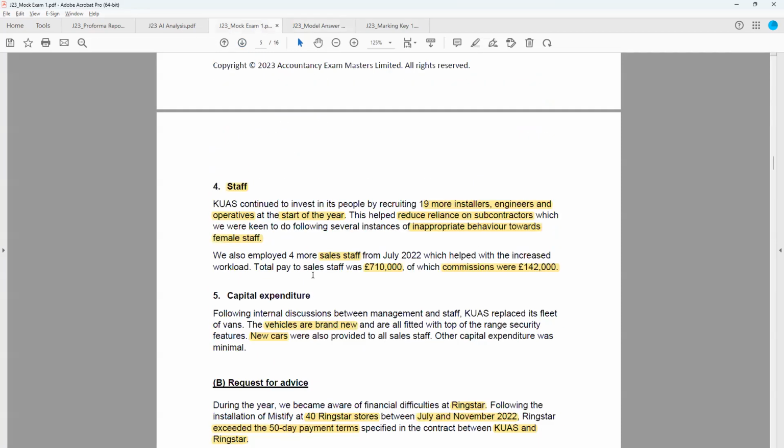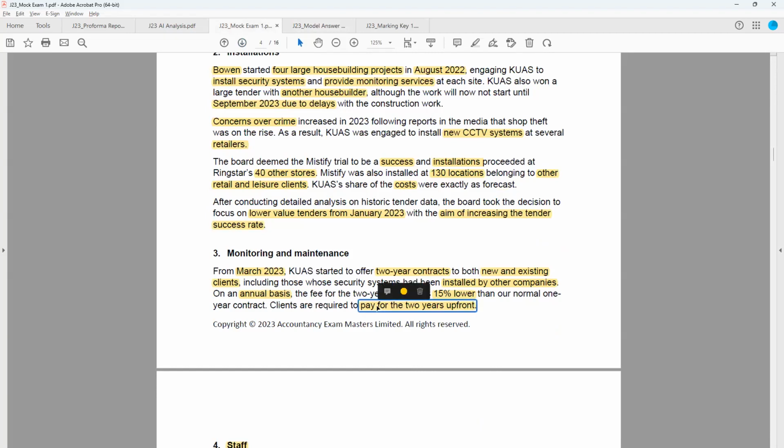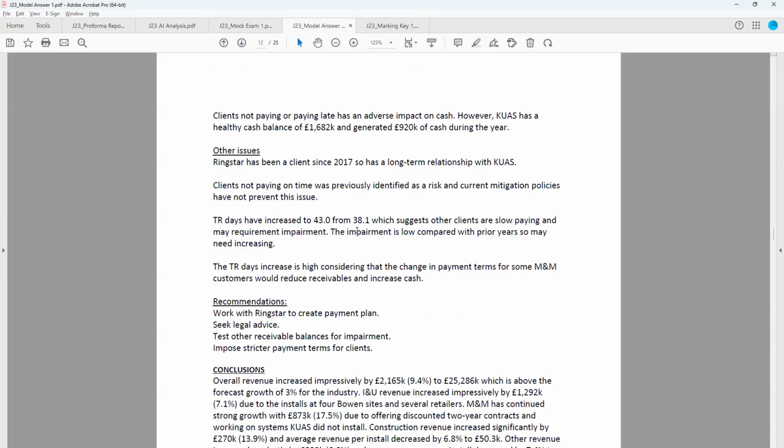And perhaps a trickier point to get is if you remember that we were told here that customers who are opting for the 2 year contract for M&M and getting a discounted price on an annual basis, they pay up front. Currently M&M customers pay monthly. So this is, of course, more beneficial for KUAS in terms of cash. So you could have mentioned that point as well. That was probably a difficult point to think of. You could possibly mention something about the cash outflow from the vehicles as well.